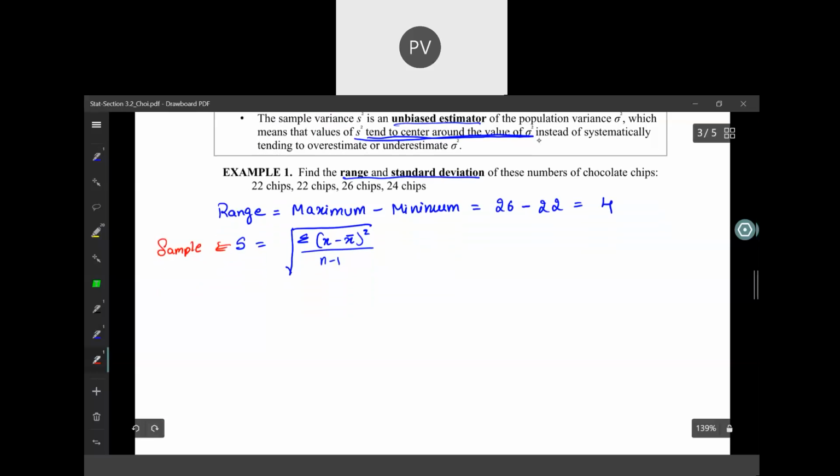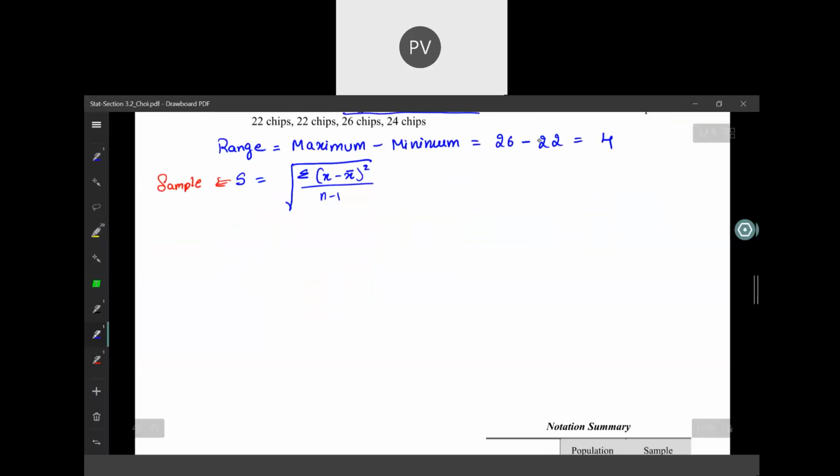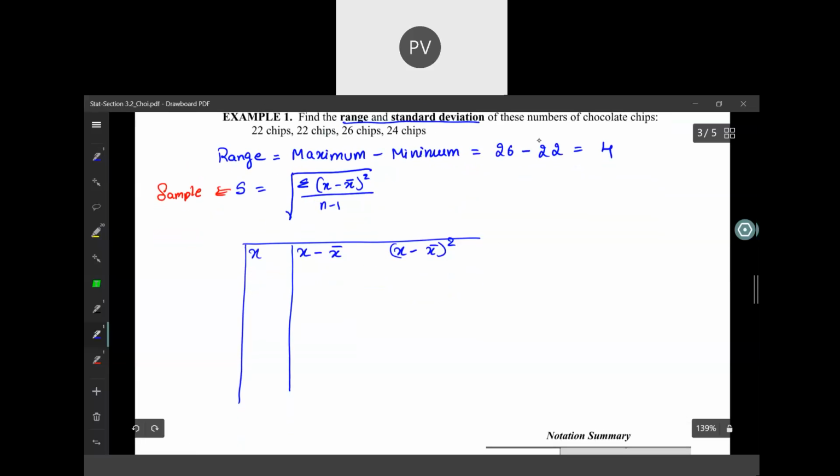Now let us create a table first and then we will compute that. I have x values, I need x bar, then x minus x bar and the square of that. What are the data values I have? I have 22, 22, 26, and 24.